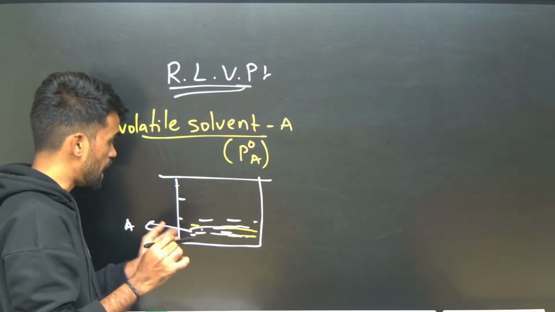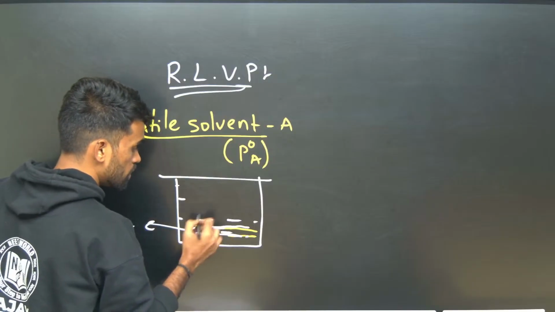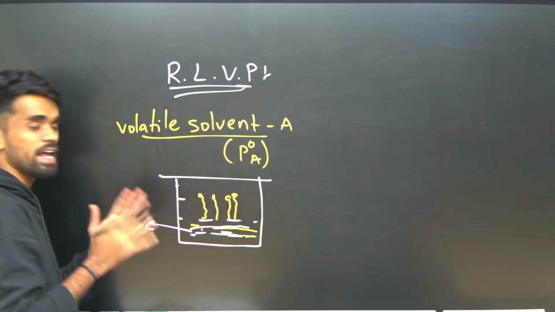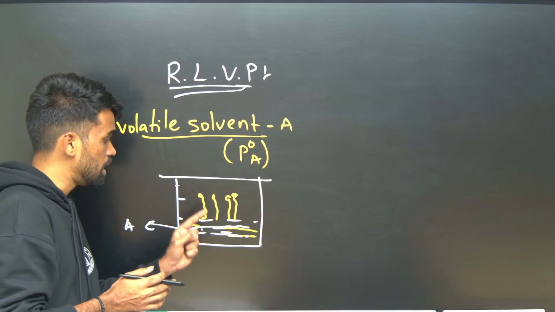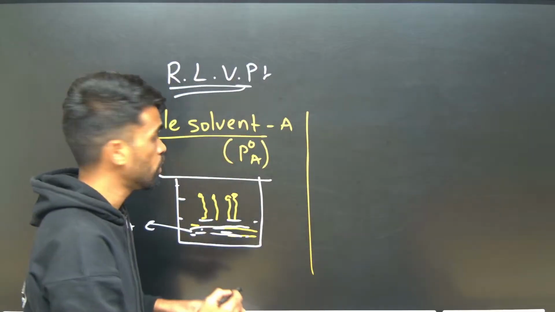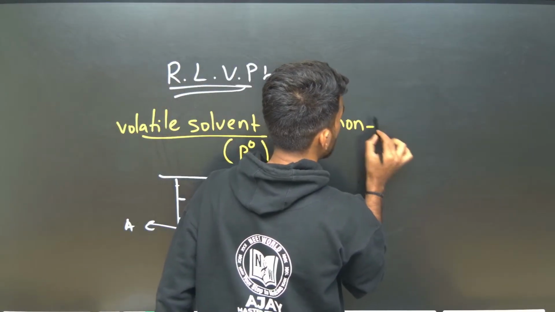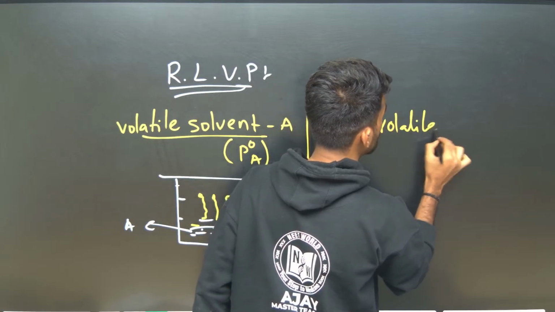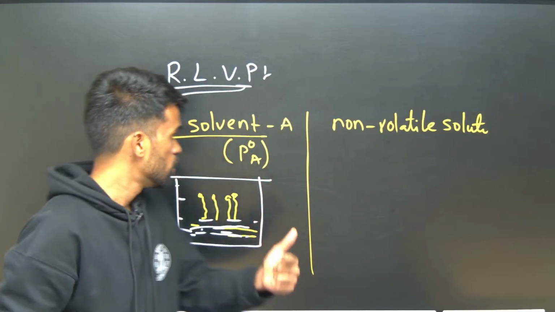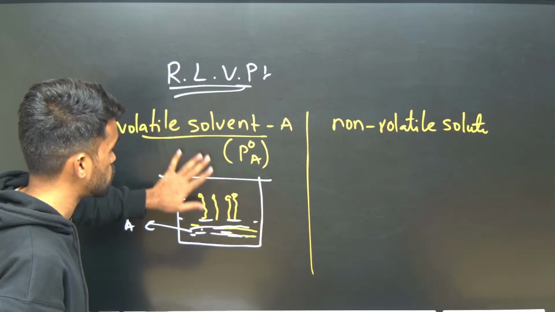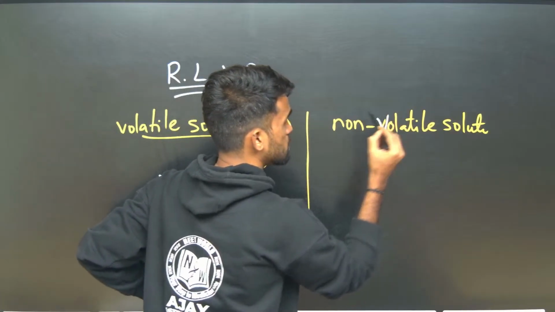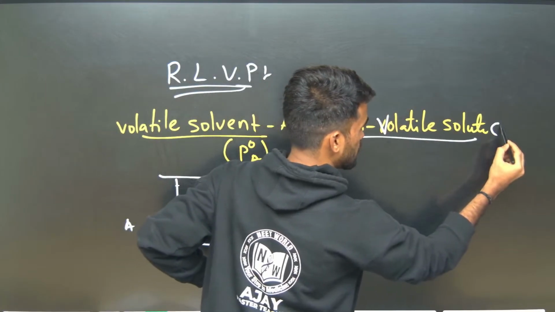Since I told you this is a volatile one, some of this compound will be converted into its vapors, and we know there exists an equilibrium between the vapors and the liquid of this volatile component A. Now to this volatile component I am adding a non-volatile solute in order to make a solution. We have solute and solvent, both, now. So I have a volatile solvent, and to that I am adding a non-volatile solute, which I represent with the symbol B.